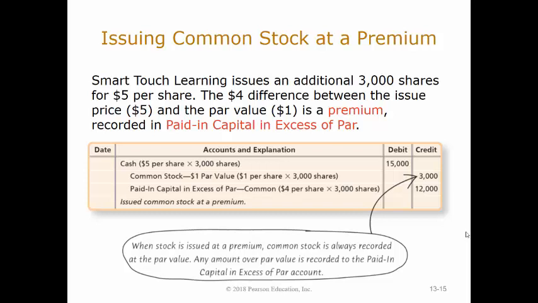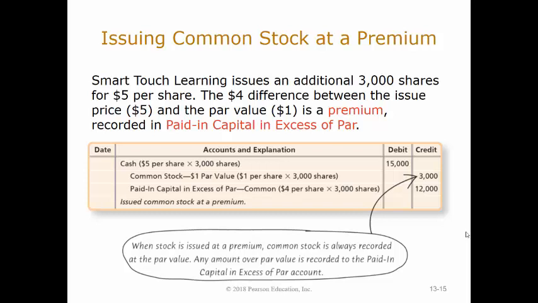We have to separate the portion of that cash that we raised, which can be attributed to the par value of the stock, from the portion which was paid in by our now shareholders that was in excess of the par value. So starting with the portion that goes towards par, you're going to credit common stock $1 par, and find that amount by taking the par value of the stock and multiplying it by the number of shares issued. So we have a $1 par for 3,000 shares. We're going to credit our common stock $1 par value account for 3,000.